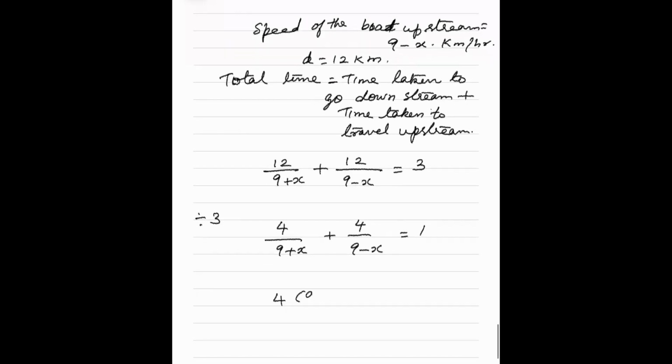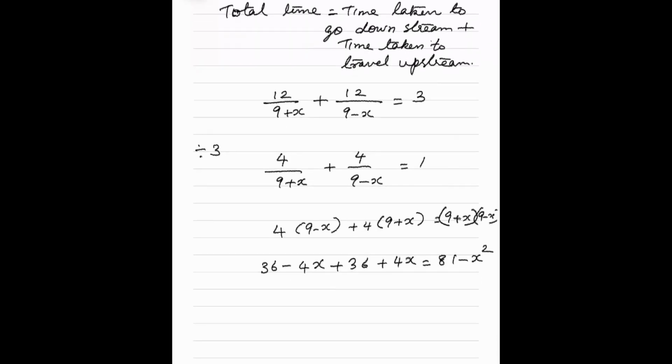So 4 into 9 minus x plus 4 into 9 plus x equal to 9 plus x into 9 minus x. Let's have 36 minus 4x plus 36 plus 4x equal to 81 minus x square. Now bring everything to this side. Minus 4x and plus 4x is cancelled out.